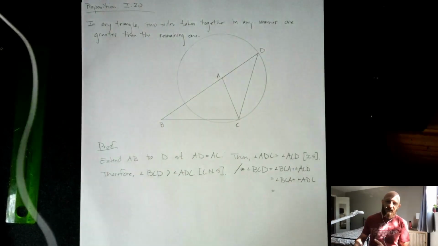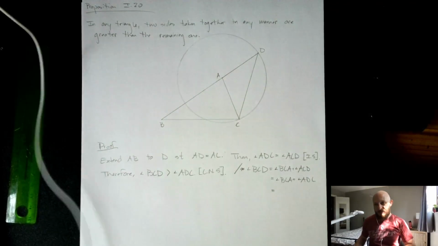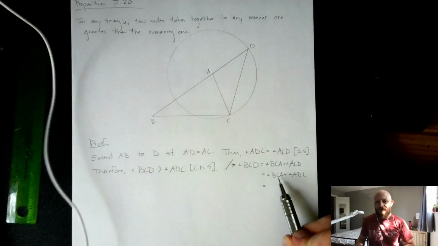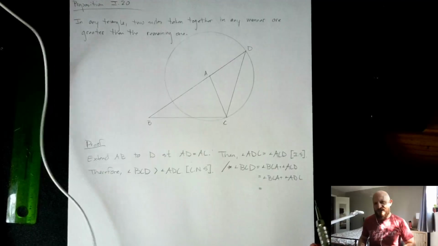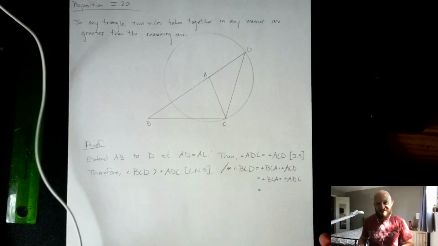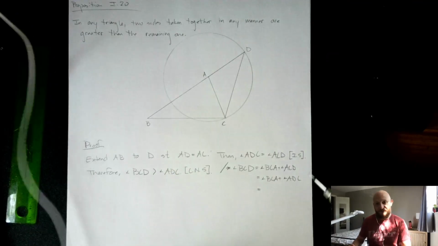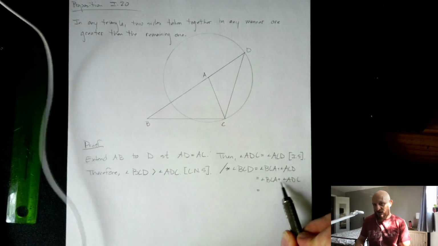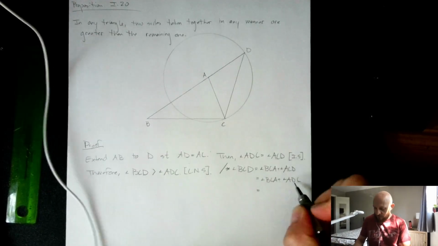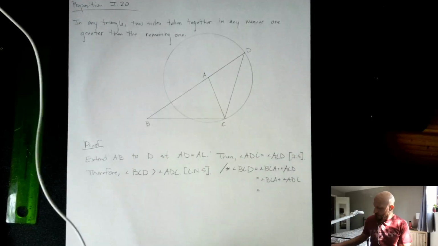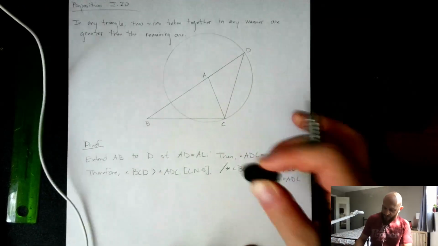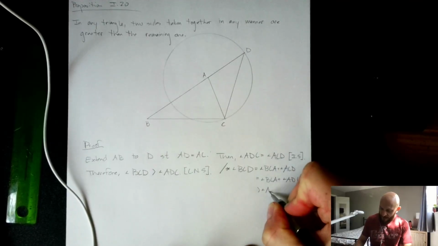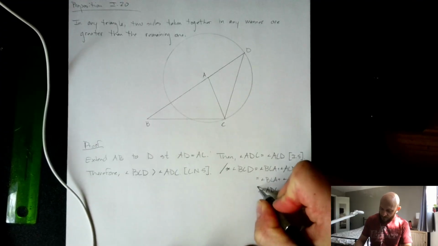And here's the unspoken piece that we would need in order for this to be true: that angle BCA is positive. The Greeks weren't worried about negative numbers, or negative angles. So if you have two things being added together, that sum is greater than the parts. Not equal to, but strictly greater than angle ADC. That's a greater than symbol.